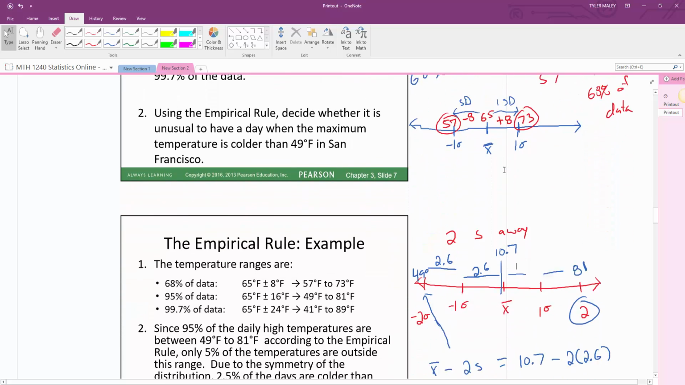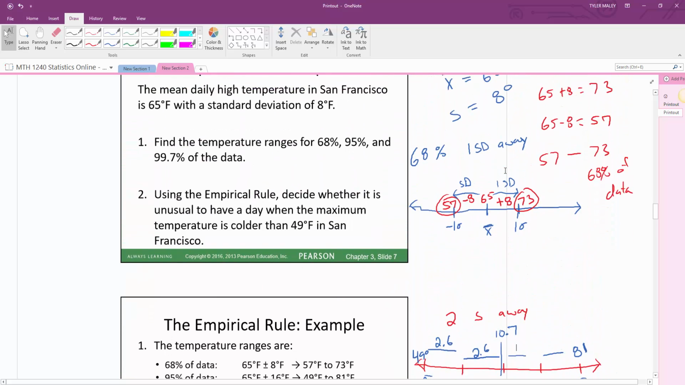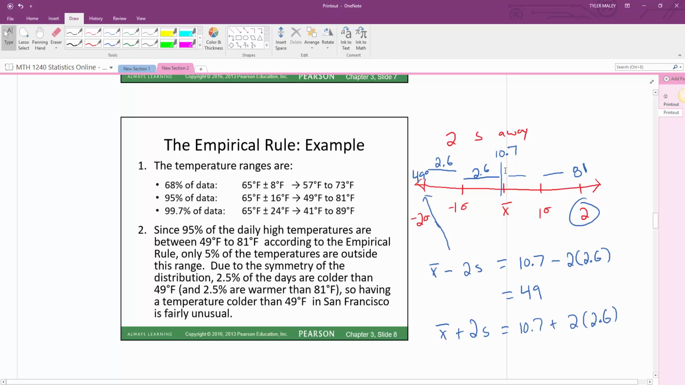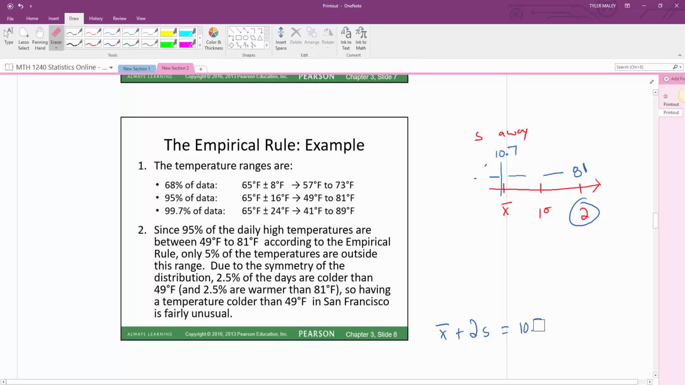Or excuse me, I'm looking at the wrong notes. I apologize. So let's scratch that. I was using the mean and standard deviation from before. I was wondering why these numbers were not adding up. So same concept, I was just using the wrong mean and standard deviation.